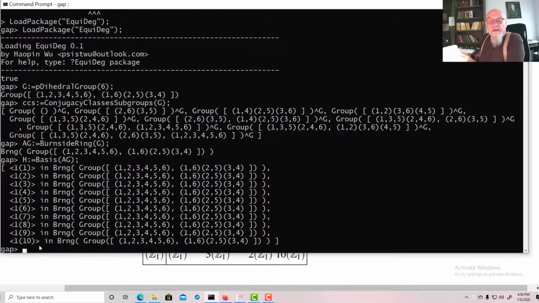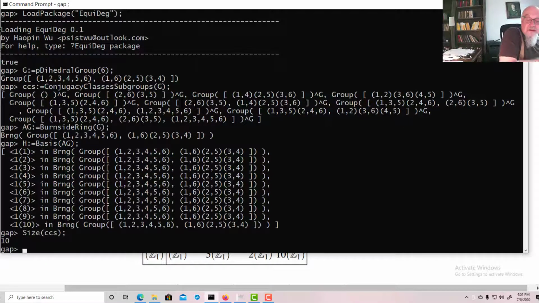So now we can look at maybe some of the generators. So for example, let's see CCS. And let's see how many of them there are. Size. So let's do size of CCS. How many of those classes are there? There are 10. And now let's go to our table.